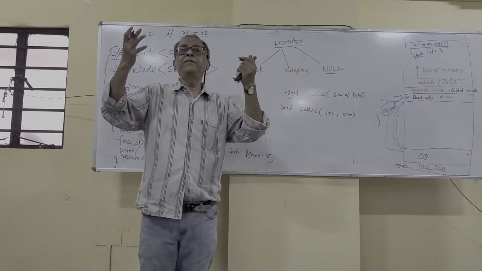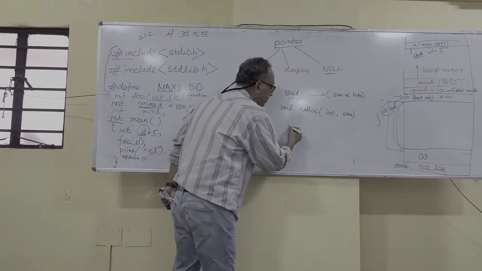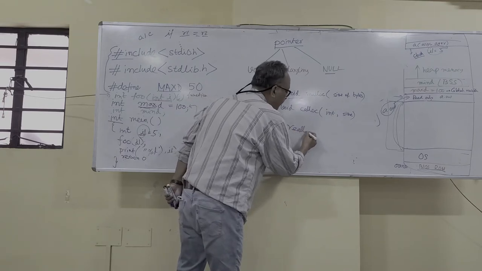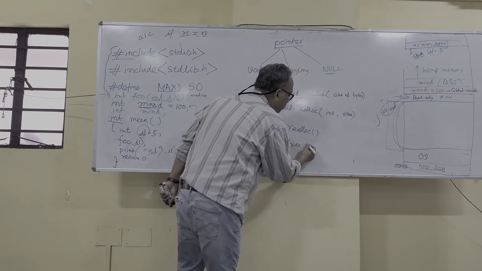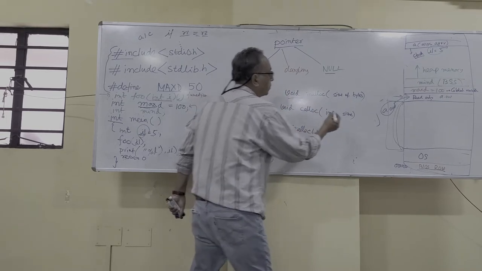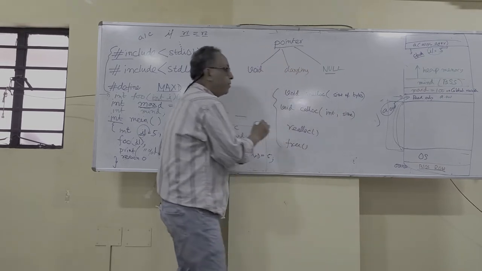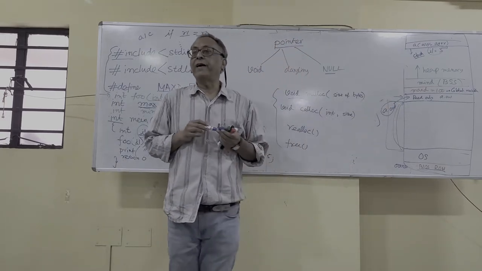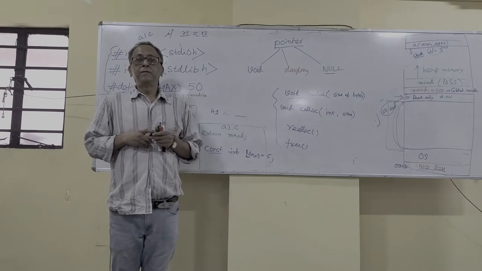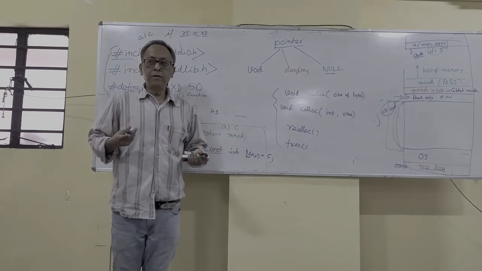Why has C given us realloc, free? These are the basic tools you have to know for memory allocation from the heap. And why is heap memory allocation needed? Tell me if you know.